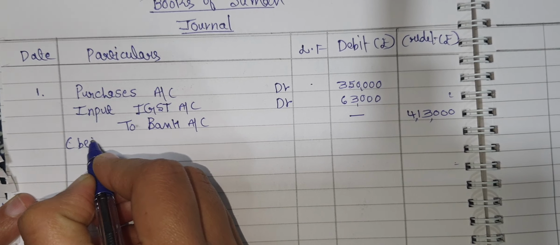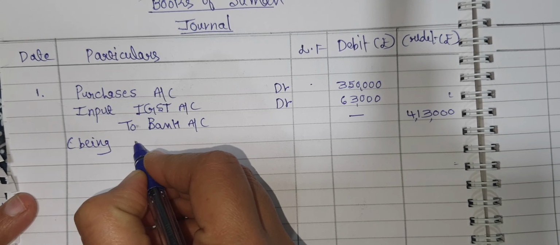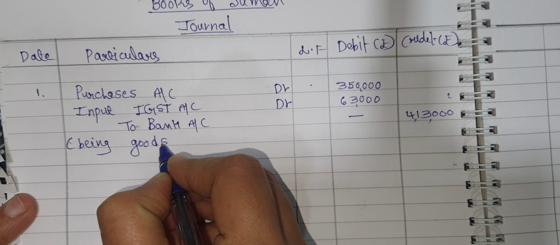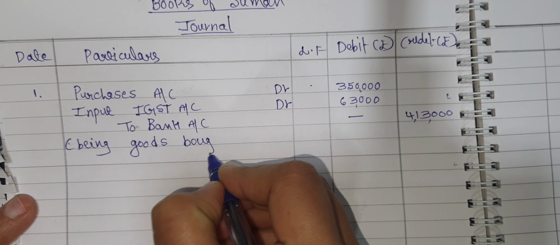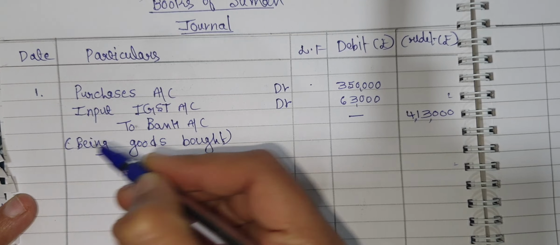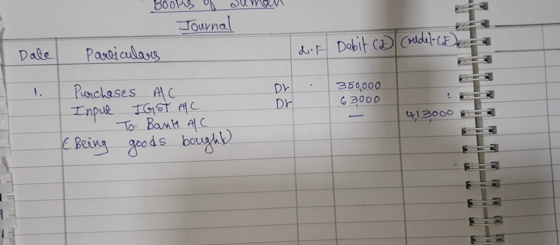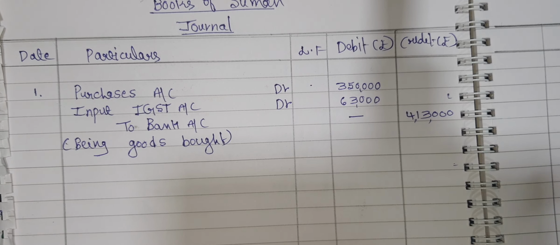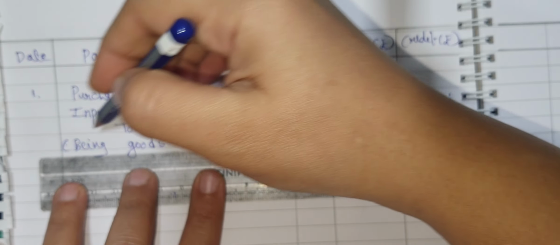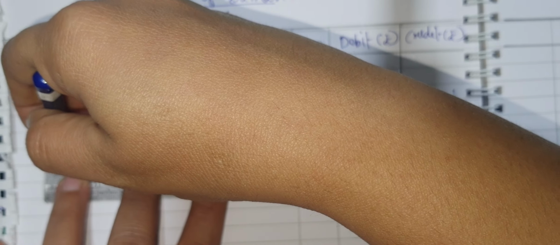Now we will write down the narration. Being goods bought or purchased. Now what is the next step? We need to underline only the particular column.